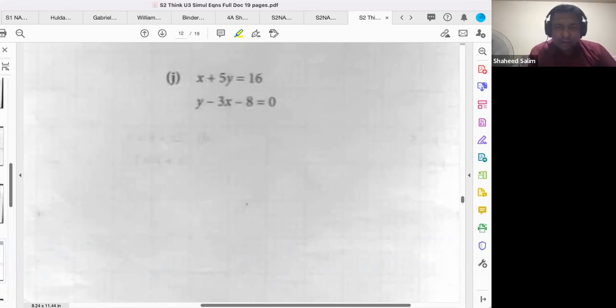Come on, let's try this one. You can do elimination method if you want to, but quite tough. Better to do substitution method, I think. Question number J. Again, J will also end up with mixed numbers.